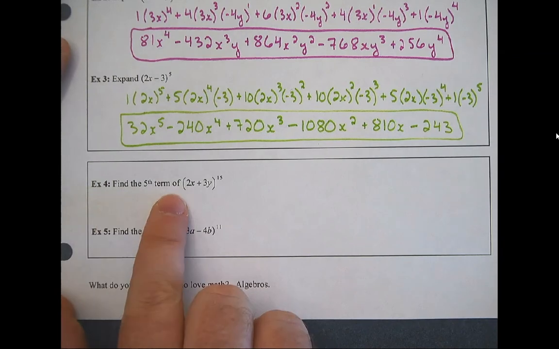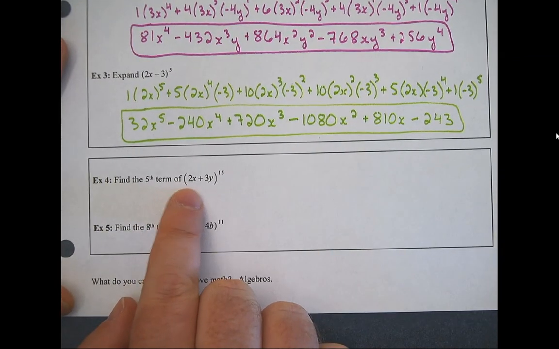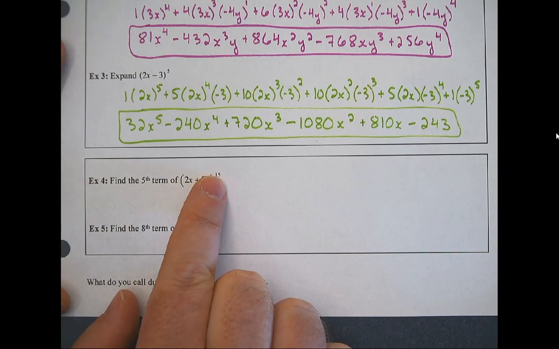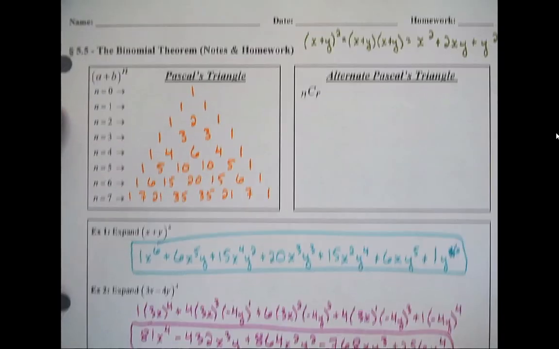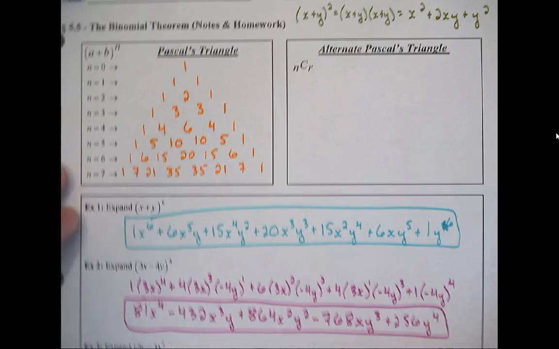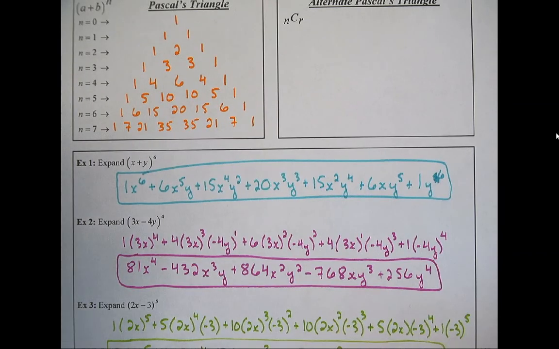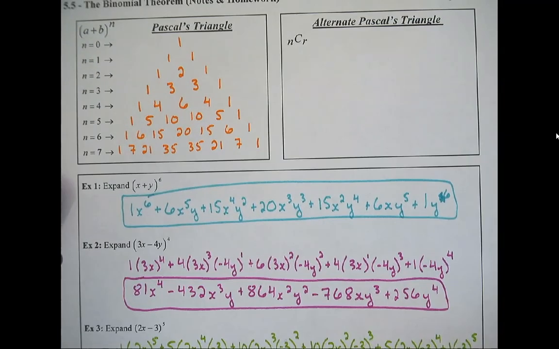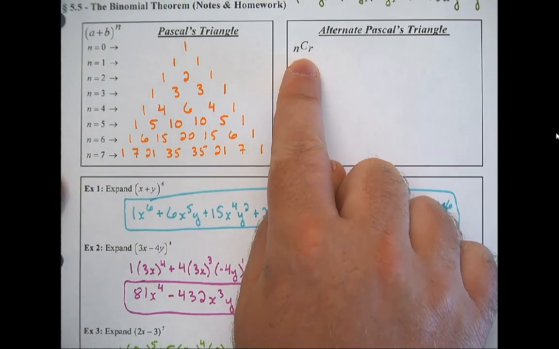Okay, so find the fifth term of (2x plus 3y) to the 15th. So if you want to, go ahead and make Pascal's triangle, go all the way down to line 15. You might need a pretty wide piece of paper to do that. Or you can do this other trick called the alternate Pascal's triangle. Now, I don't know if you remember this from last year.